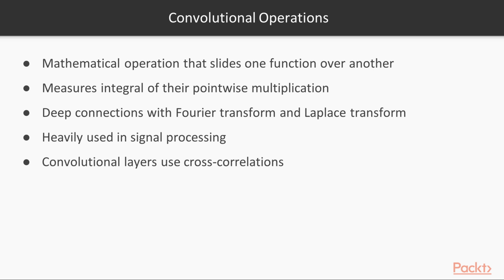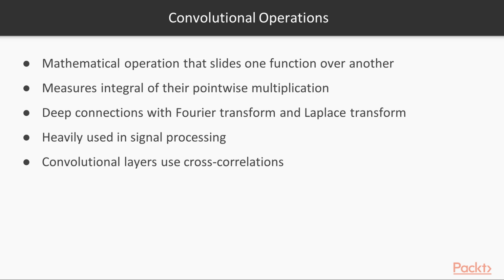A convolution is a mathematical operation that slides one function over another and measures the integral of their pointwise multiplication. It has deep connections with the Fourier transform and the Laplace transform, and is heavily used in signal processing. Convolutional layers actually use cross-correlations, which are very similar to convolutions. Thus, the most important building block of a CNN is the convolutional layer.